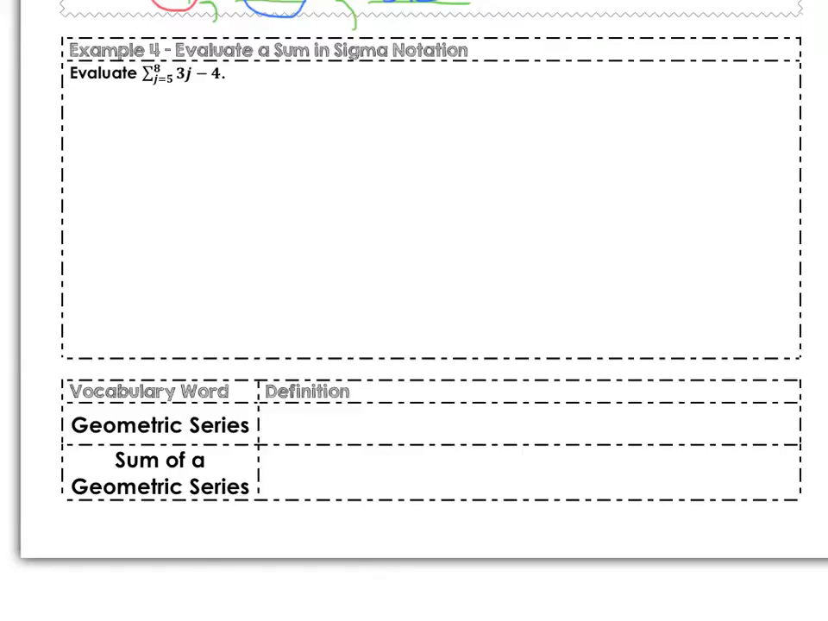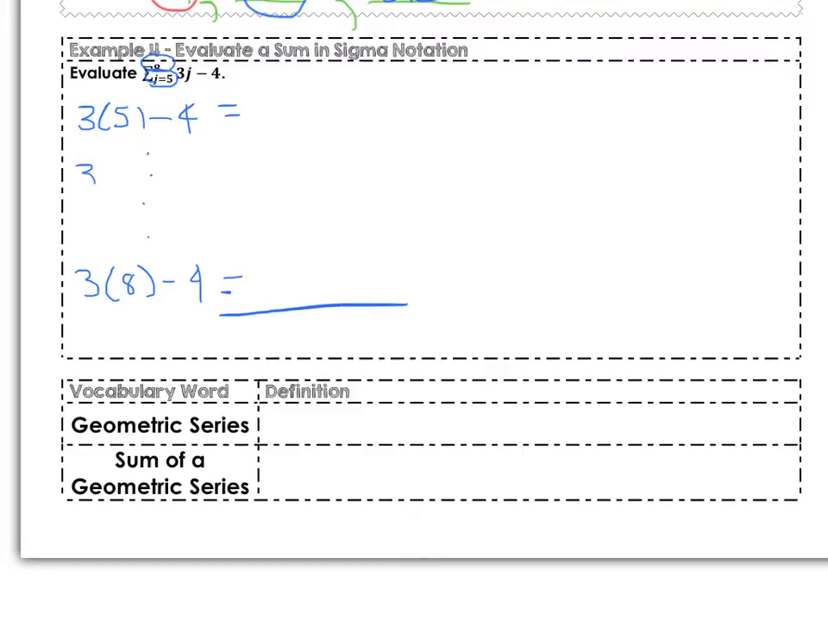Find the sum from whatever term the bottom of our sigma notation tells me to start at, all the way up to the term it tells me to end at. So one way of looking at it is we're going to start at the 5th term, so I'm going to need to plug in 5, and I'm going to go all the way up to the 8th term. All these terms I'm going to have to add together.